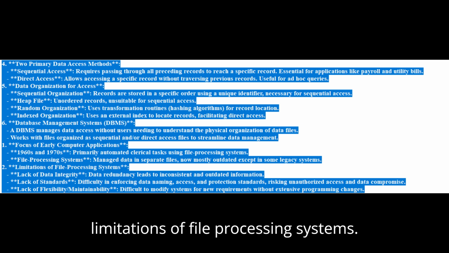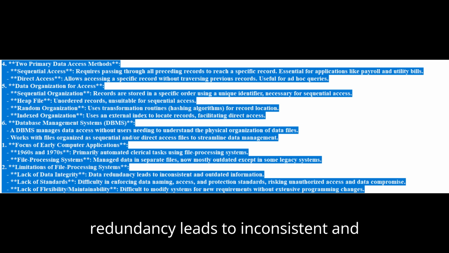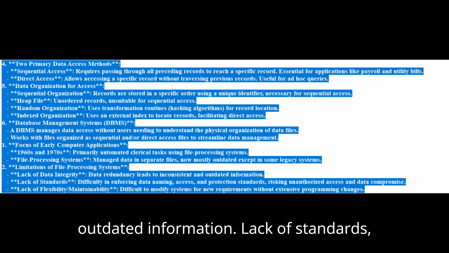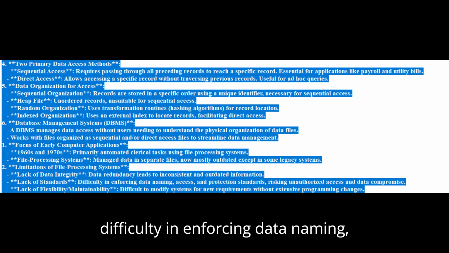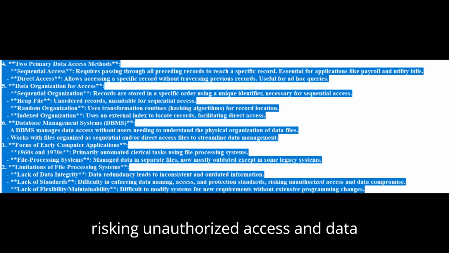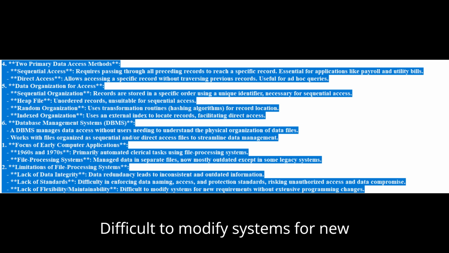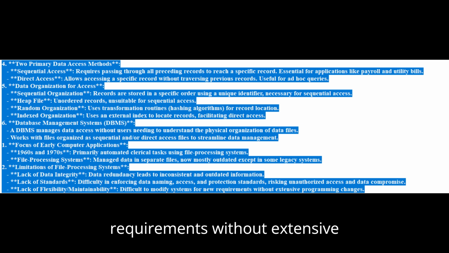2. Limitations of file processing systems. Lack of data integrity: data redundancy leads to inconsistent and outdated information. Lack of standards: difficulty in enforcing data naming, access, and protection standards, risking unauthorized access and data compromise. Lack of flexibility/maintainability: difficult to modify systems for new requirements without extensive programming changes.